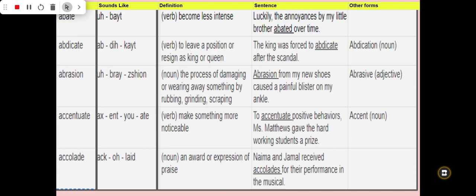And remember, ab means away. It's a prefix that means away or from. So he's going away from his throne. Another form of the word abdicate is abdication. It's when we're talking about the king's abdication, the moment he gave up.